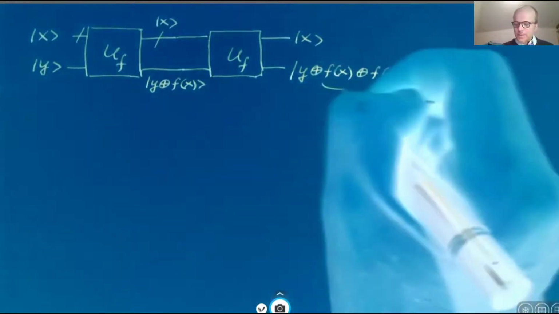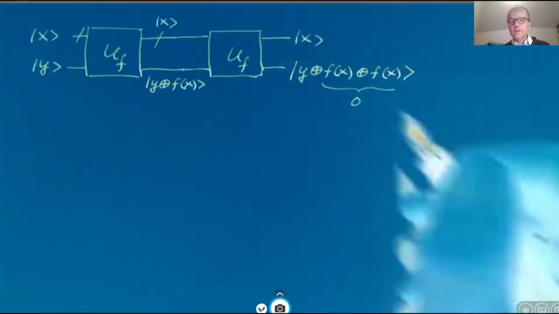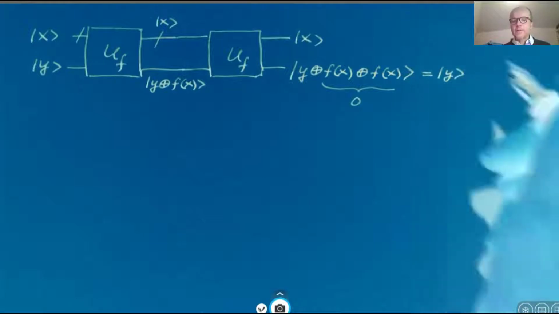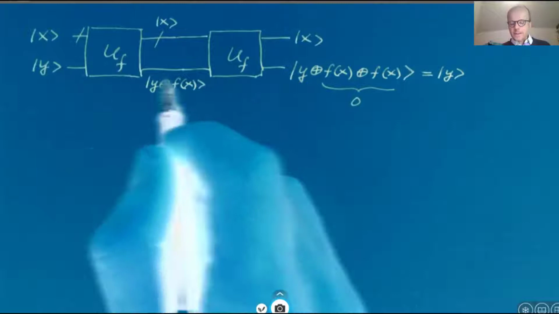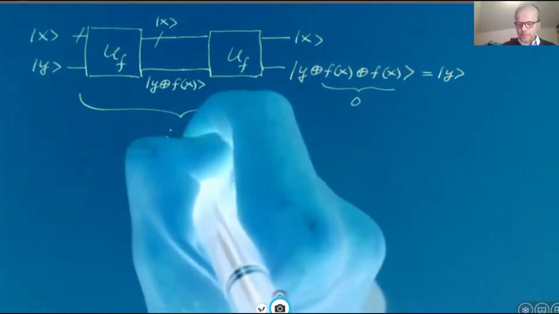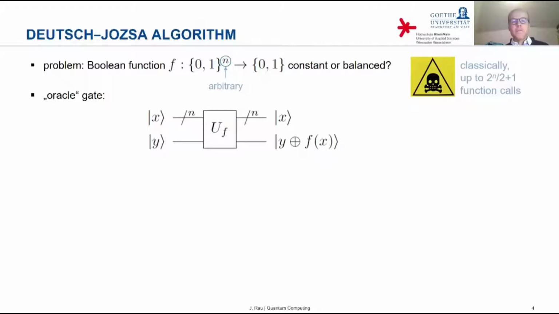But the sum of 2 bits, mod 2, is always 0. If f of x is 0, then of course 0 plus 0 is 0. If f of x is 1, then 1 plus 1 mod 2 is also 0. So below for the target qubit, you have again y. So the two oracle gates in a row map basis states to themselves. So together, this is the identity map. In other words, the oracle is its own inverse, which means in particular that the oracle transformation is invertible, and therefore the map is 1-to-1. So in short, the oracle maps basis states to basis states in an invertible fashion, 1-to-1, and therefore it must be unitary.